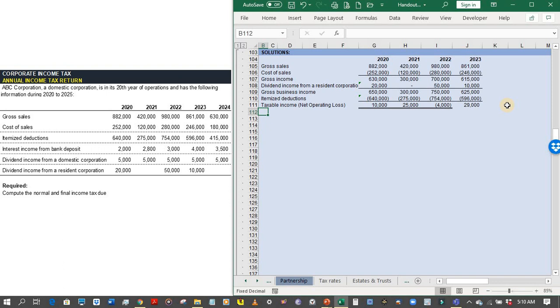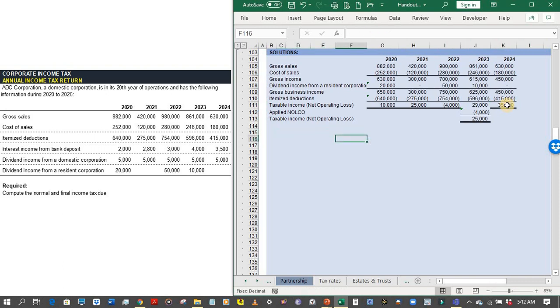So let us deduct the NOLCO. This is the applied NOLCO, 4,000 pesos. So our taxable income in 2023 is 25,000 pesos. Then in 2024, our gross sales is 630,000 pesos. Our cost of sales is 180,000. Then our gross income is 450,000 pesos. Again, we have no dividend income from a resident foreign corporation, so our gross business income is 450,000 pesos. Then let us deduct the itemized deductions in 2024 of 415,000. Then our taxable income in 2024 is 35,000 pesos.